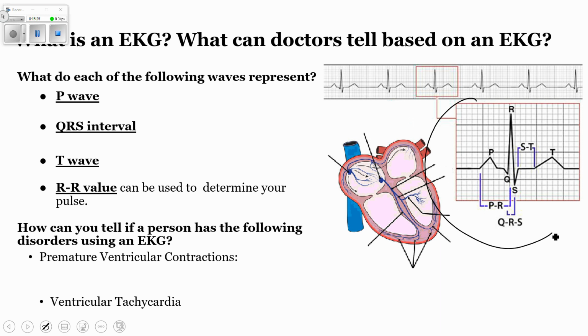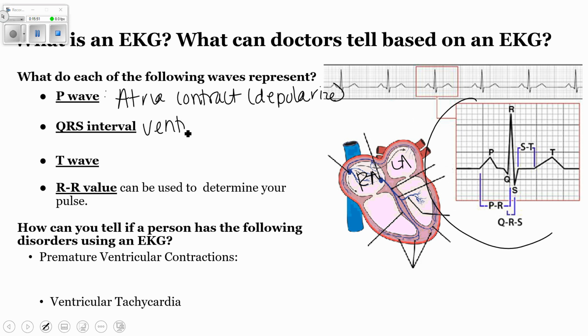What the P represents is going to be when the atria contract. Now remember, instead of contract, sometimes they're going to call that depolarize. Remember, the atria are the top part of the heart. The QRS interval is going to be when your ventricles contract. And again, instead of contract, you could use that word depolarize.